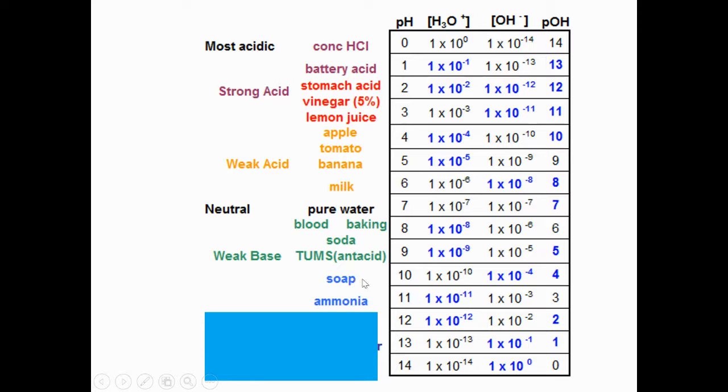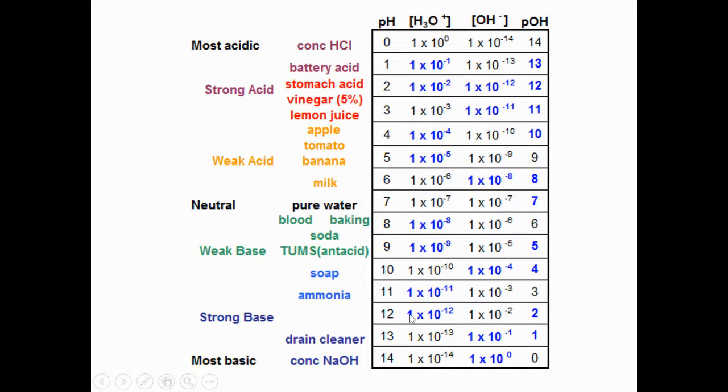Soap is moderately basic. Ammonia, moderately basic. Then you get down into the really high pHs, a lot of hydroxide present, very little H3O. Drain cleaner that we use to unplug our drains is very basic, and concentrated sodium hydroxide is very basic. So what we find is things in the middle are okay with our bodies, but as we get very, very acidic, very dangerous to human tissue, and as we get very basic, very dangerous to human tissue.